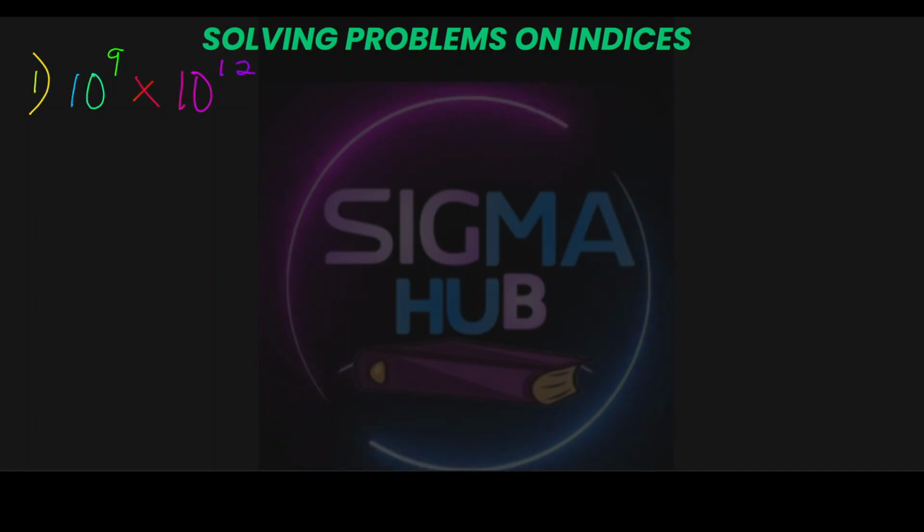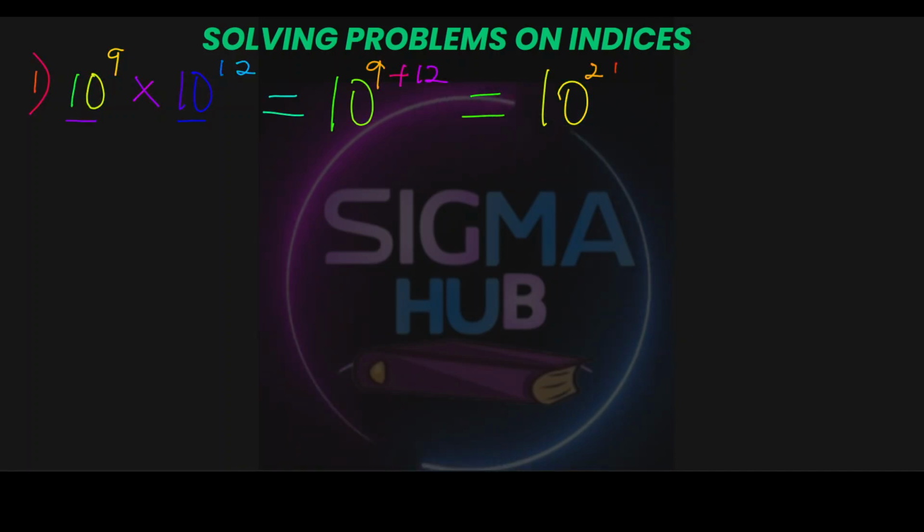So based on this first problem that we have here, it says 10 raised to the power of 9 times 10 raised to the power of 12. As you can see, the bases are the same. So they have the same base and there is multiplication between them. So when you are multiplying the same base, what law will you use? So it's going to be equal to 10 raised to the power of 9 plus 12. So when you have a situation like this, you know that you have to add the powers. So you're going to have 10 raised to the power of 21. And that's how you go about it.